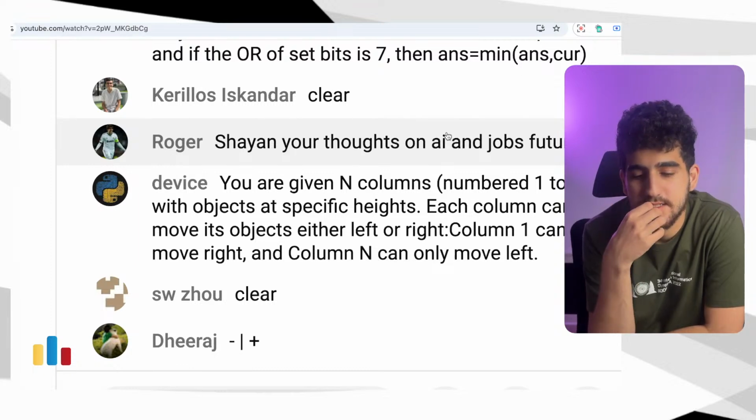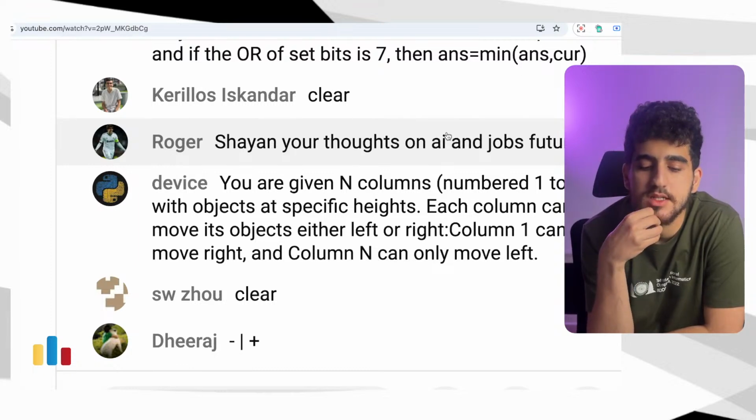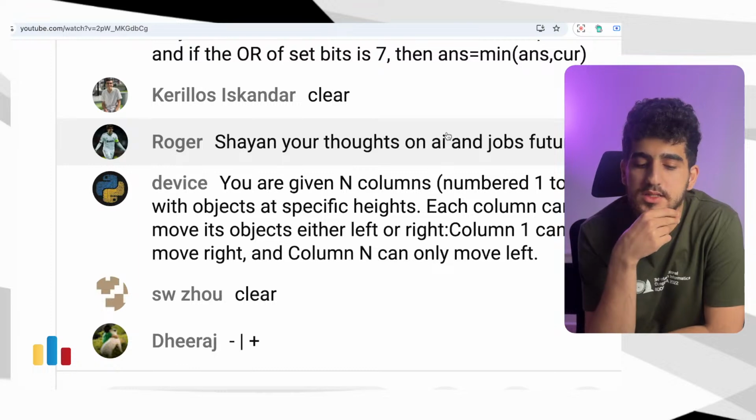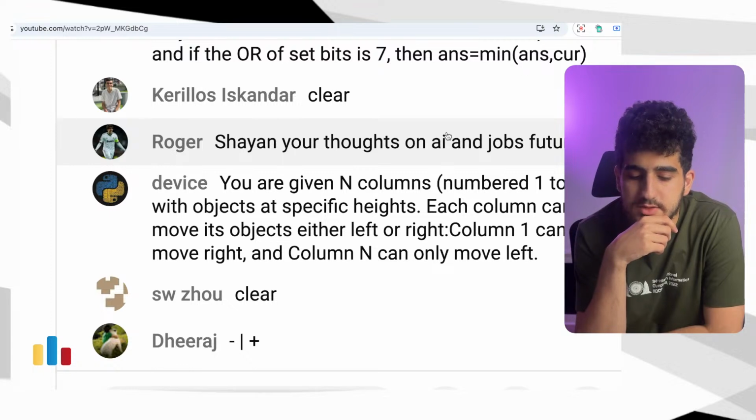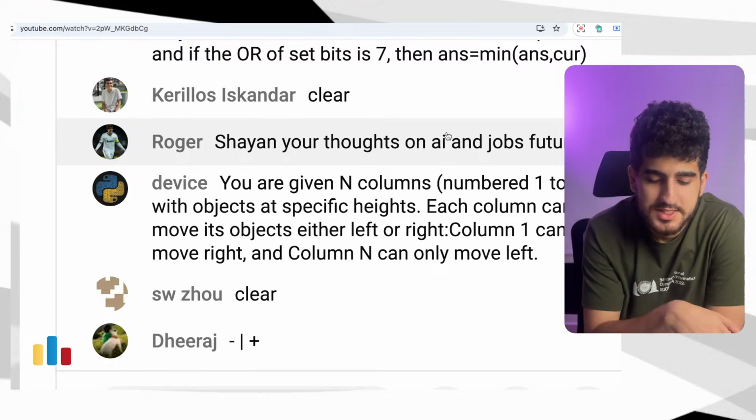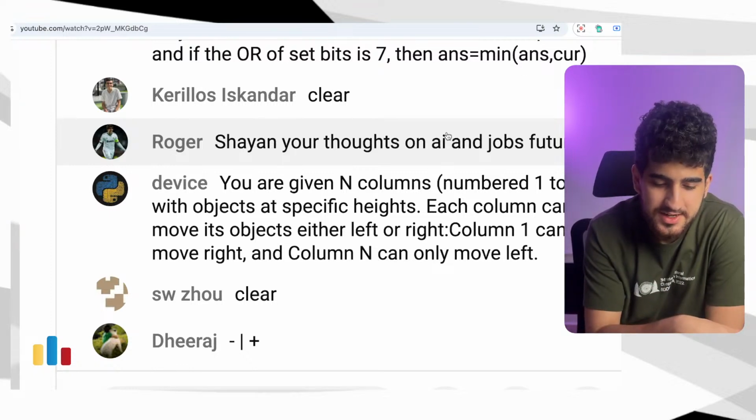Sorry, because so far we have to focus on Bitmask. You are given n columns with other. So you're asking the next question, I guess. Diraj, is it both clear and not clear?